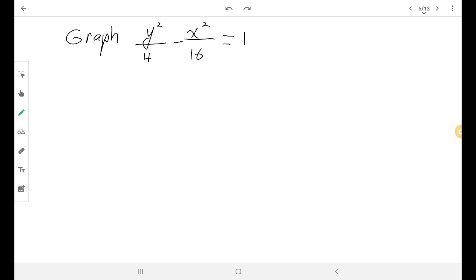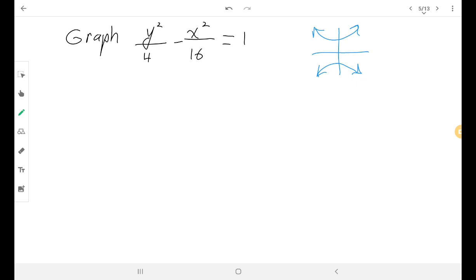How can I tell? Well, a few things. I've got y squared, and I've got x squared. I've got a minus between them, and it equals 1. That's the basic way I can tell that it's a hyperbola. Notice that y comes first. So since y comes first, it's got to do something like that.